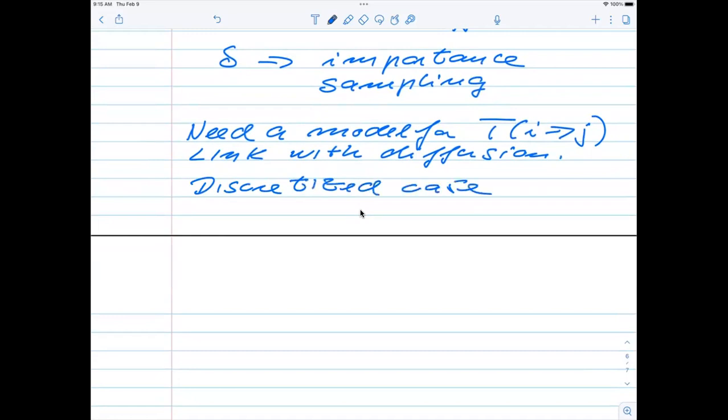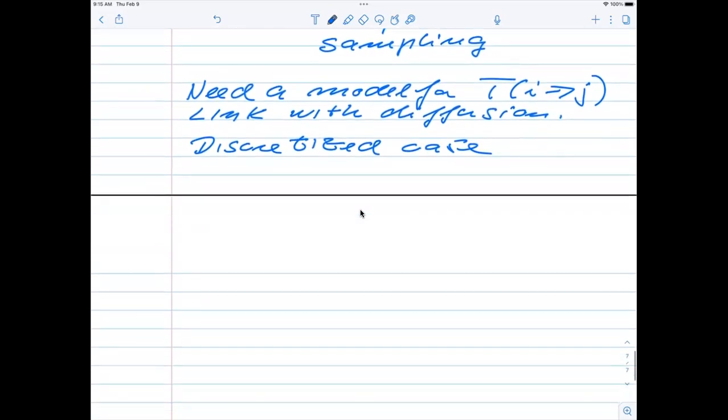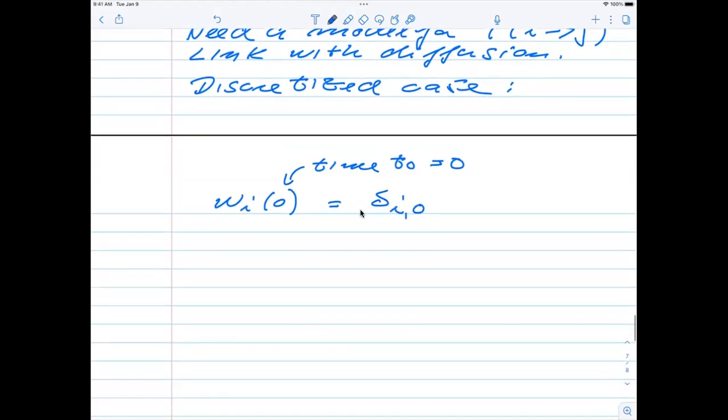And in this discretized case, what we are assuming is that the system is in a state i at time 0. So this is time t0, which I just set to 0 for convenience. And let us assume now that this is just given by a delta distribution, delta i, at time 0. Since this is a discretized case, this is just a Kronecker delta.